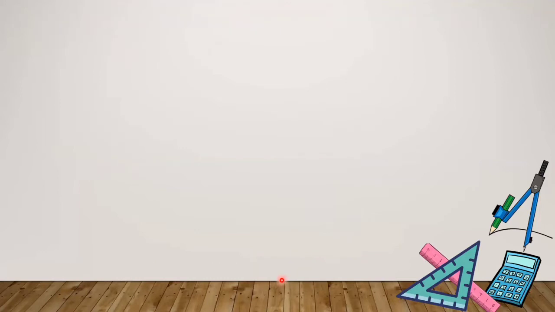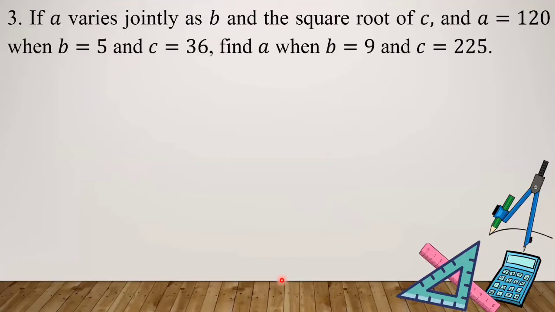So let's have example number 3. If a varies jointly as b and the square root of c, and a is equal to 120 when b is equal to 5 and c is equal to 36, find a when b is equal to 9 and c is equal to 225.